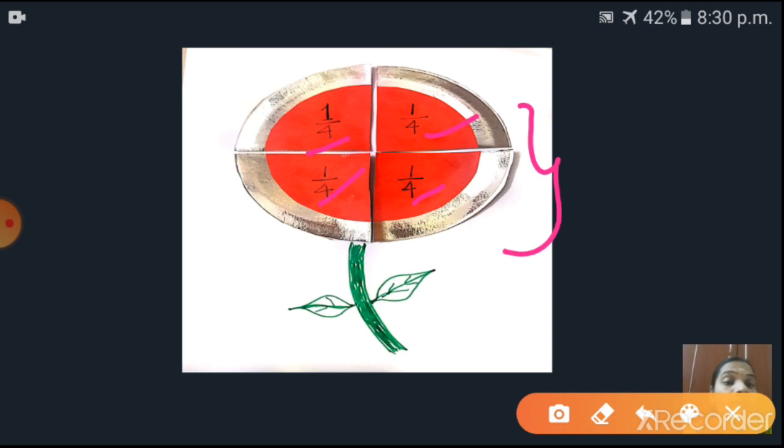Suppose you want to divide into 2 equal parts, what do you write? Yes, you write 1 upon 2. Here I have divided into 4 equal parts. These 4 equal parts you have to stick like that on 1 A4 size paper. Below that you have to draw the stem and leaf. Can you do it, children? Yes, like this. How many flowers do you have to make? 3 flowers you have to make.